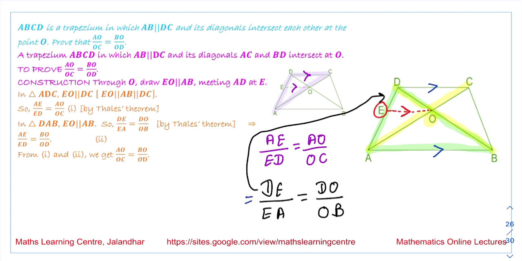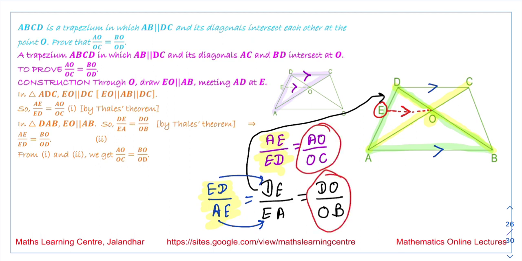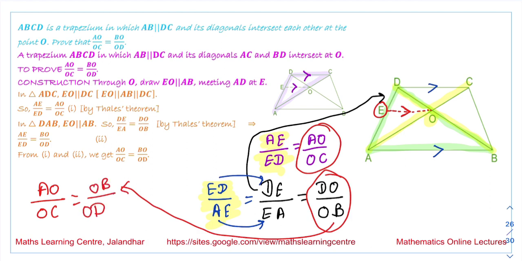So this term we are saying this is AE over ED. These terms we are saying these are these terms. So if we look at this term over here and this term over here, by combining the result, what we get is that these two terms give us AO over OC, that is equal to OB over OD, and this is what we have to prove.